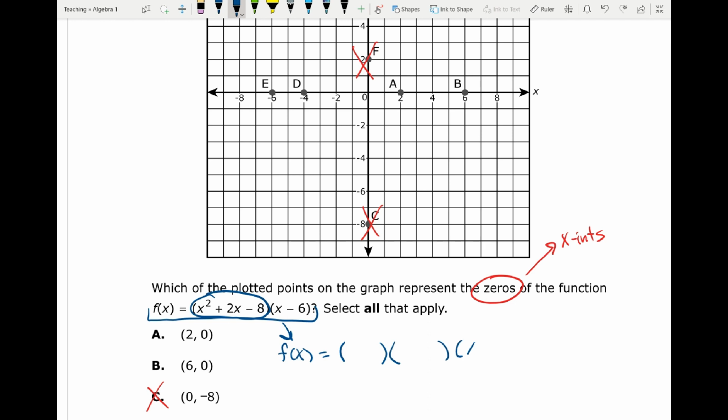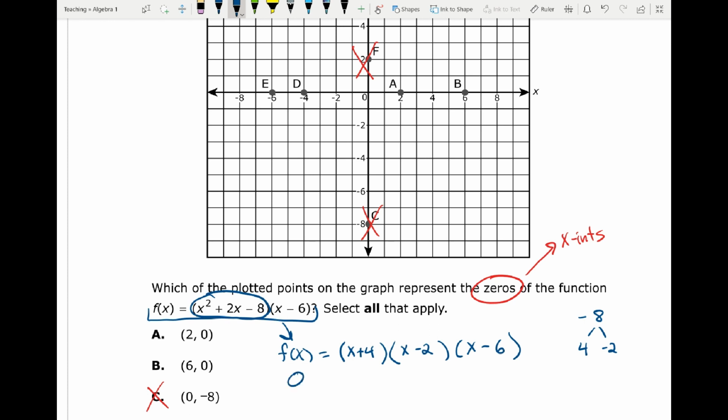So we're going to keep that last part the same. That's x minus 6. The first part, we have to look at factors of 8 that add to positive 2. That would be positive 4 and negative 2. Factors that multiply to negative 8, but when you add them together, will give you positive 2. Therefore, we have x plus 4, x minus 2, and then the x minus 6 from before.